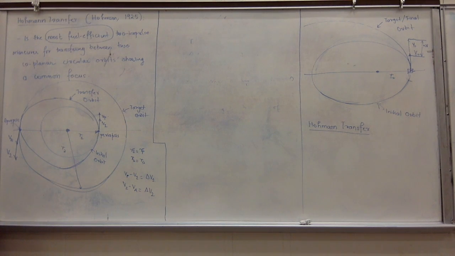Okay, so where's the center on this? The center for these two is the same. What is the center for the transfer orbit? Center and focus for circular orbits is the same. But center and focus for elliptical orbits is not the same. But the focus is the same for all three orbits. The central body is at the focus. So it is the common focus. Okay, so you understand this?